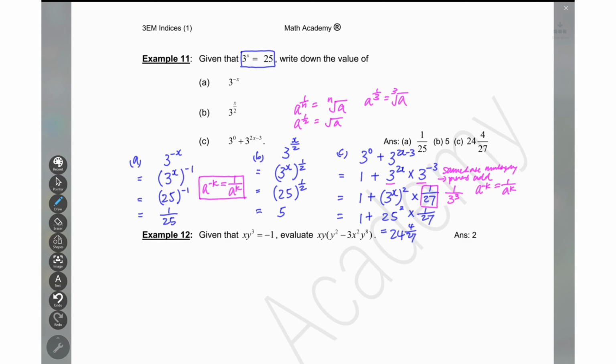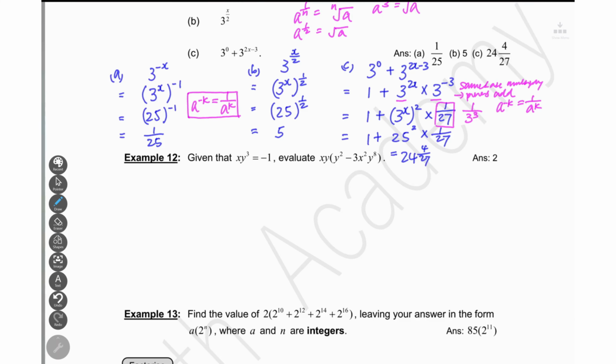Next, we look at example 12. Given that xy to the power of 3 is equal to negative 1, so this is the substitution that we want to use. You're asked to evaluate this expression, xy(y squared) minus 3x squared y to the power of 8. Let me just rewrite the expression here.